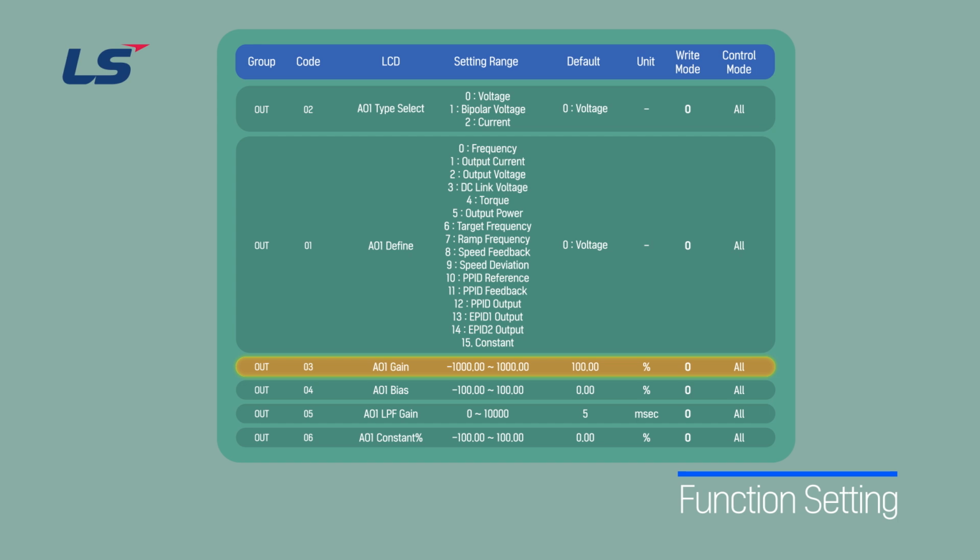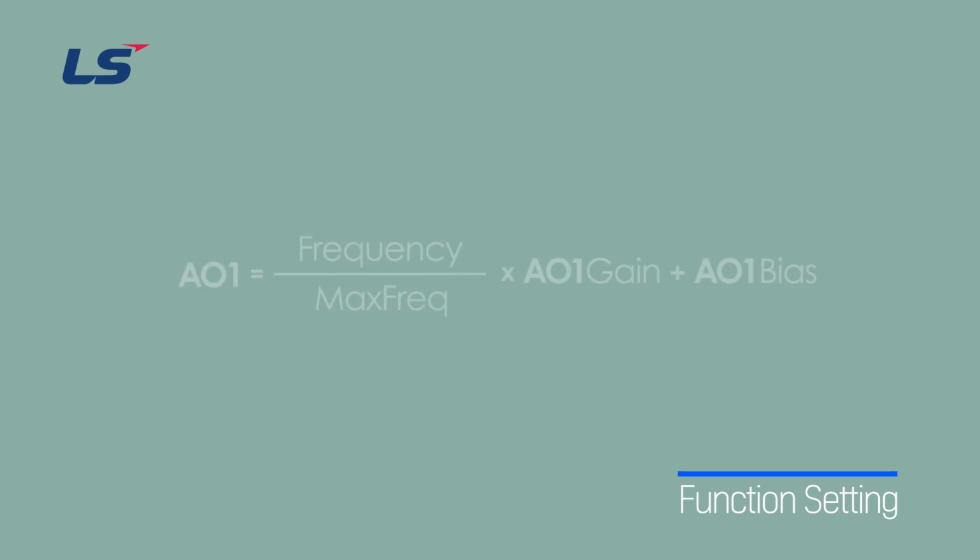In Out group 3, you can set the gain value for analog output, and in Out group 4, you can set the bias value for analog output. Both gain and bias are reflected in the output as shown by the formula displayed on the screen.